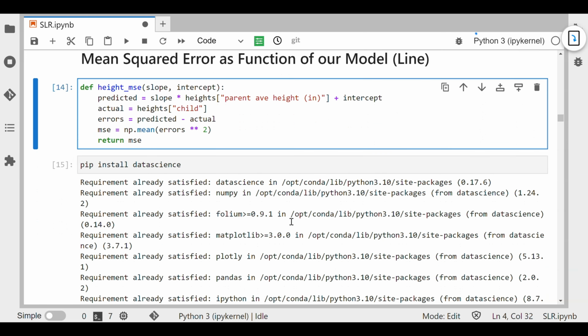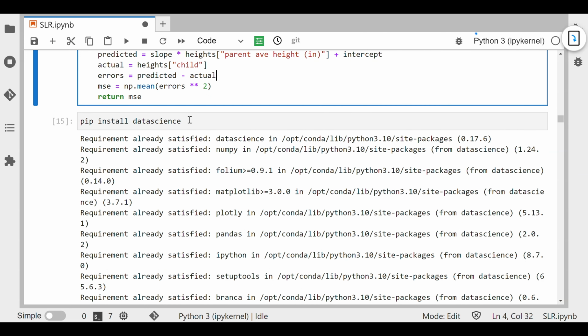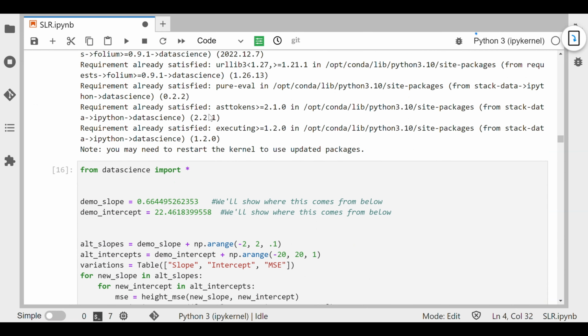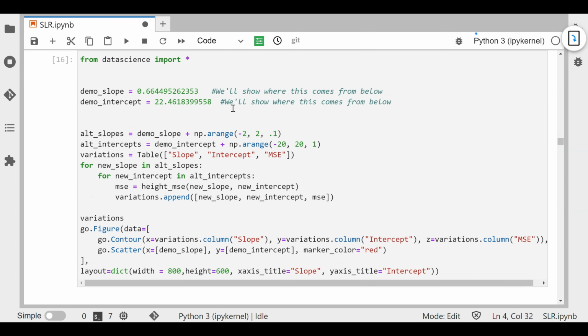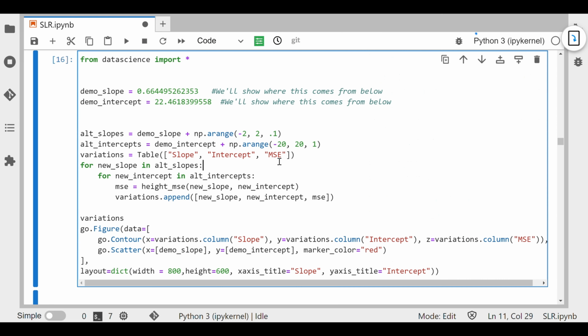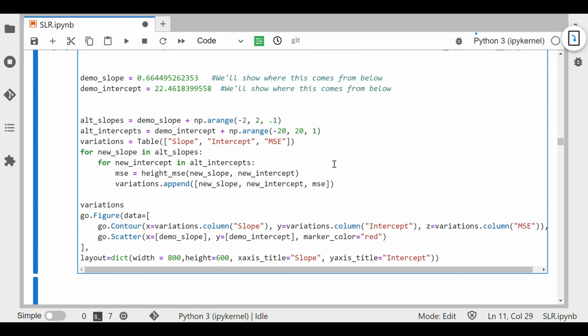To visualize what I'm about to show you, I am using some code from a separate library called Data Science. You don't have to install this if you don't want to do the visualization. This just helps in the next few lines of code. So I installed it, and then I imported it, and now I can play around with visualizing how my mean squared error changes as I vary my parameters.